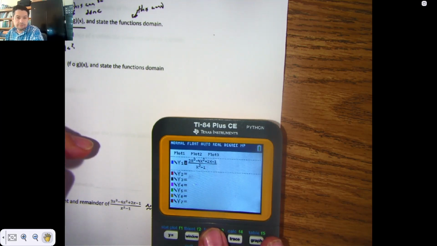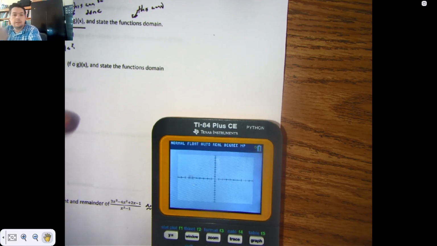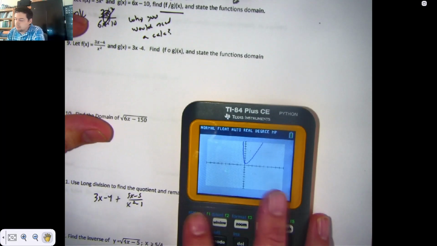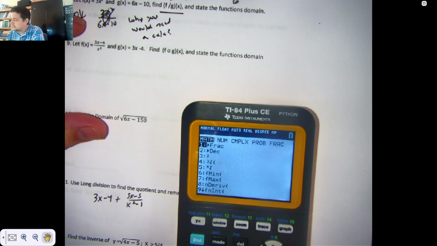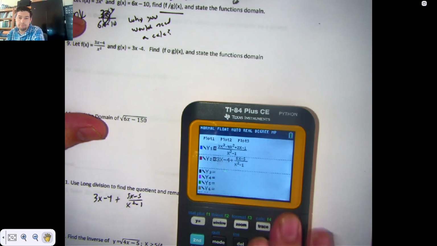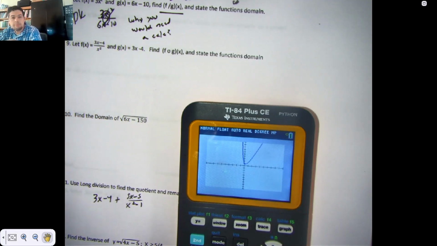Zoom 6 it. And this will be the original function. Rational graphs always look kind of funky. You can maybe see that's blue. Now I'm going to type in underneath it the supposed answer. And again, just graph it. And we should see a complete overwriting. Perfect.